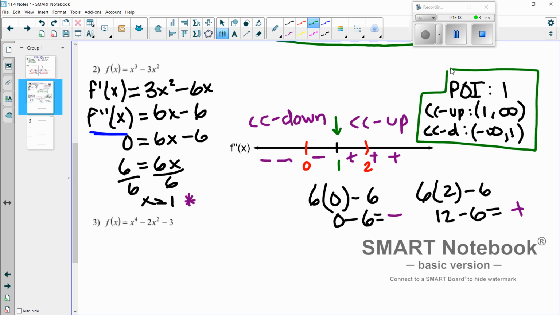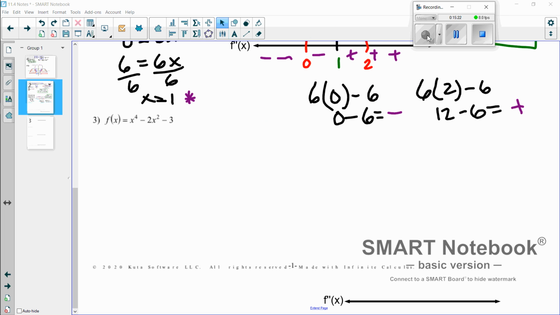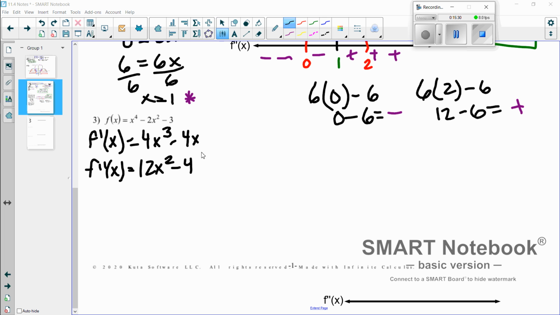Now let's go into 3. Let's keep going here. What we're going to do first, and I suggest you try it, is get the second derivative of this function using the correct notation, f double prime of x. We get the second derivative to be 12x squared minus 4. Make sure you get that.